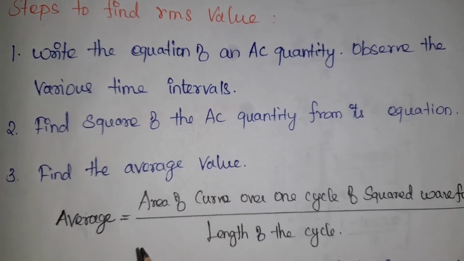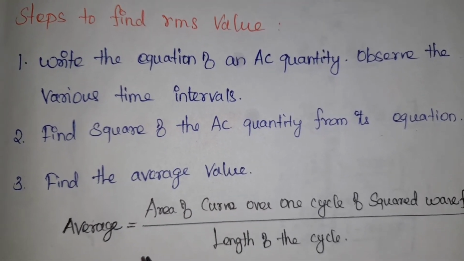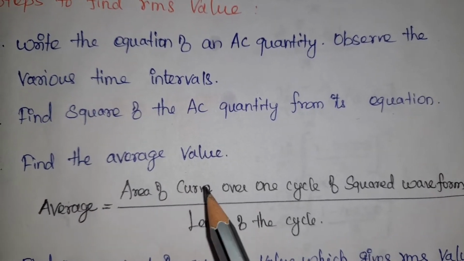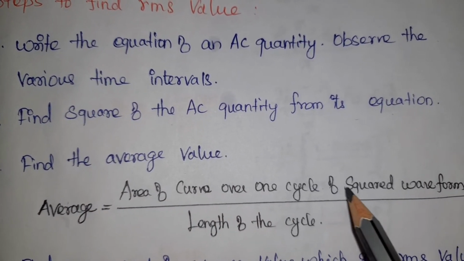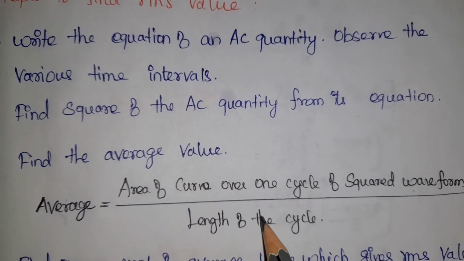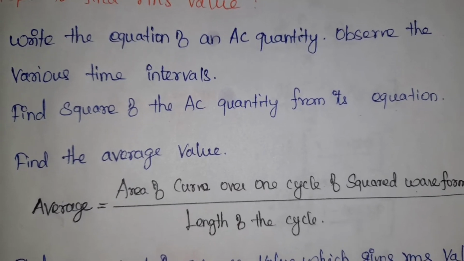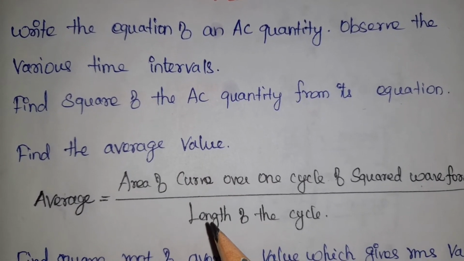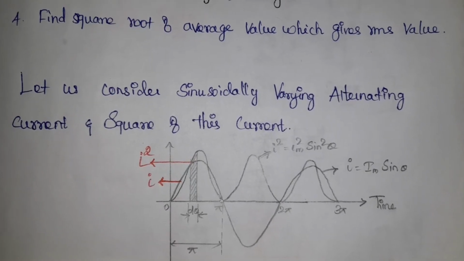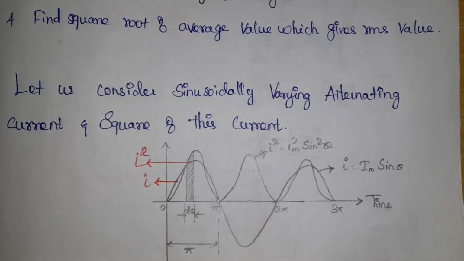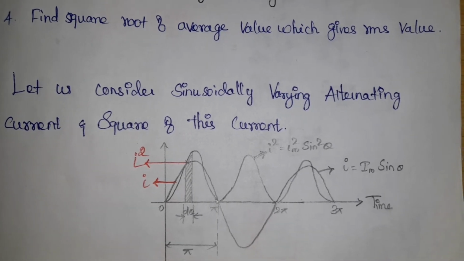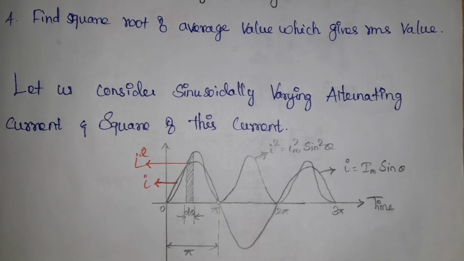Third, find the average value. The average is equal to the area of the curve over one cycle of the squared waveform. In the squared waveform, we take the area of this portion divided by the length of the cycle. The total length of the cycle is 0 to pi, so the value is pi. Fourth, find the square root of the average value, which gives the RMS value. In this way we find the RMS value of voltage and current.